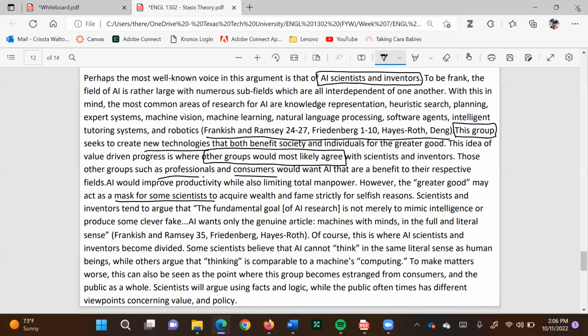Of course, this is where AI scientists and inventors become divided. Some scientists believe that AI cannot think in the same literal sense as human beings, while others argue that thinking is comparable to a machine's computing. So we see that there can be some disagreement within the individual stakeholder as well. Some scientists believe that it cannot think, while others think that thinking is comparable to computing. To make matters worse, this can also be seen as the point where this group becomes estranged from consumers. So again, we see where they disagree, and the public as a whole. Scientists will argue using facts and logic, while the public oftentimes has different viewpoints concerning value and policy.